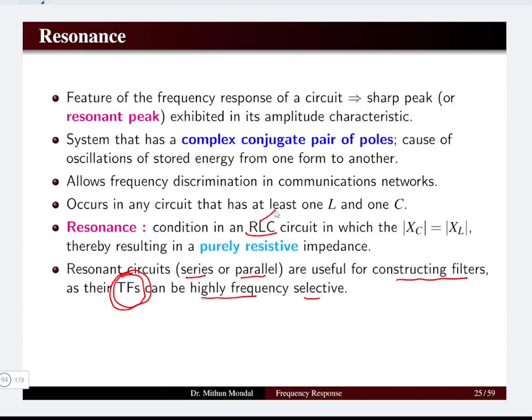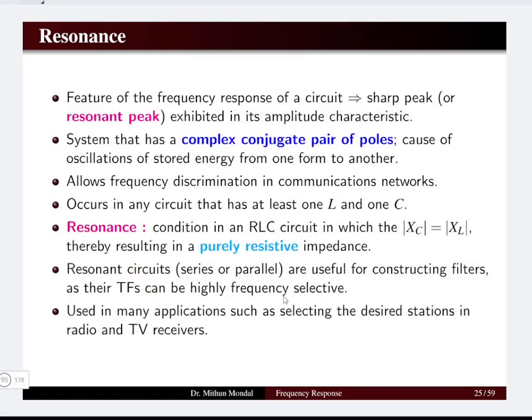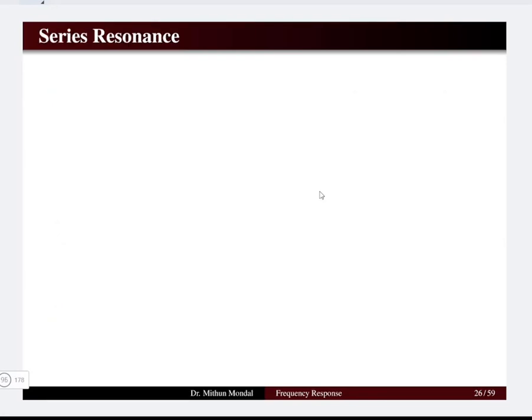So the RLC resonant circuit can be a series resonant circuit or a parallel resonant circuit, and in the field of communication networks we require filters, and these filters are basically frequency selective networks. Filters are used in different applications like radio as well as TV receivers. Those are related to communication networks. The resonant circuits are divided into two types, the series resonance and the parallel resonance circuit. In this particular lecture, we will focus on series resonance, and in the next lecture, we are going to focus on parallel resonance.